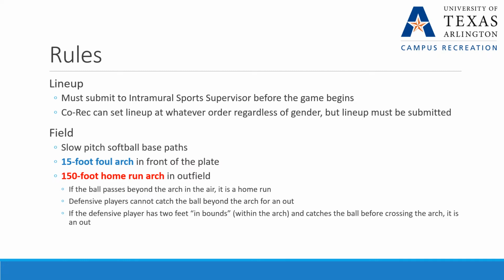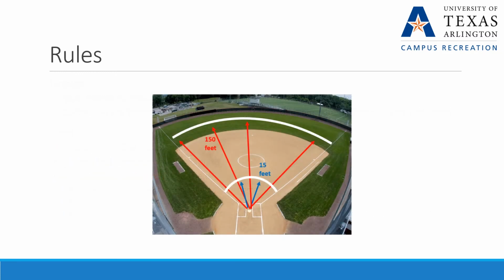A 15-foot foul arch will be drawn in front of the plate, and a 150-foot home run arch will be drawn in the outfield. If the ball passes beyond the arch in the air, it's a home run. Defensive players cannot catch the ball beyond the arch for an out. If the defensive player has 2 feet in bounds within the arch and catches the ball before crossing the arch, it is an out. Here's a diagram of the 15-foot foul arch and the 150-foot home run arch.